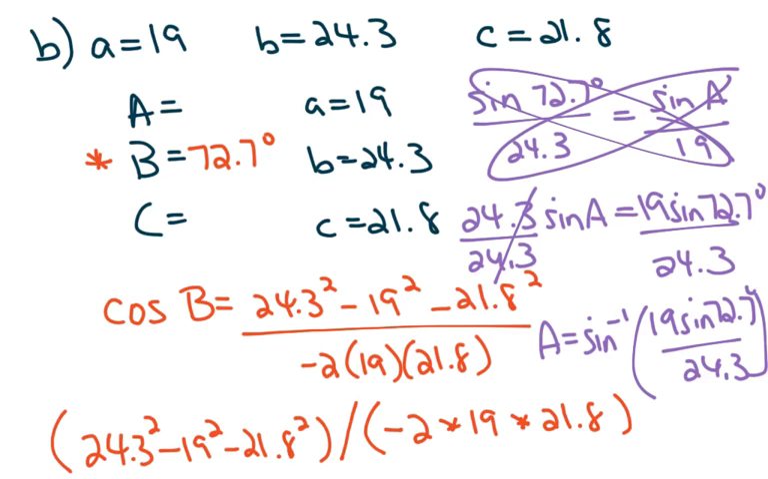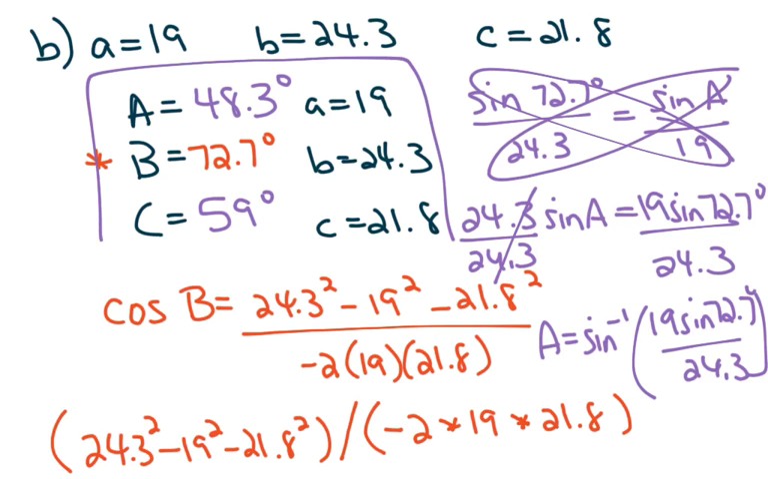And it's going to give me about 48.3. Now, once you've got two of the angles, remember, you don't have to use the law of sines or cosines to find the third angle. You just have to subtract them from 180 because you know the angles inside a triangle add up to 180. And we're going to find out that the remaining angle is 59. And there's the solution to the triangle.